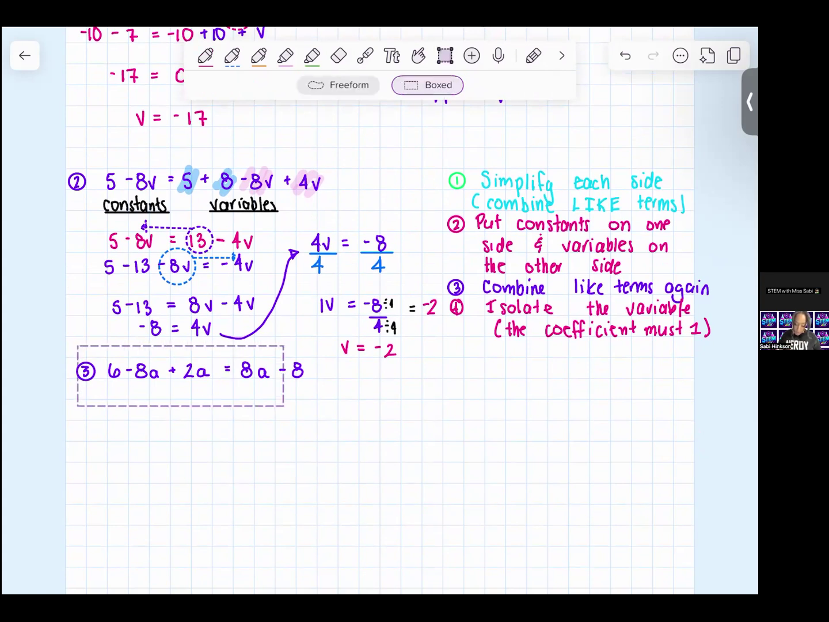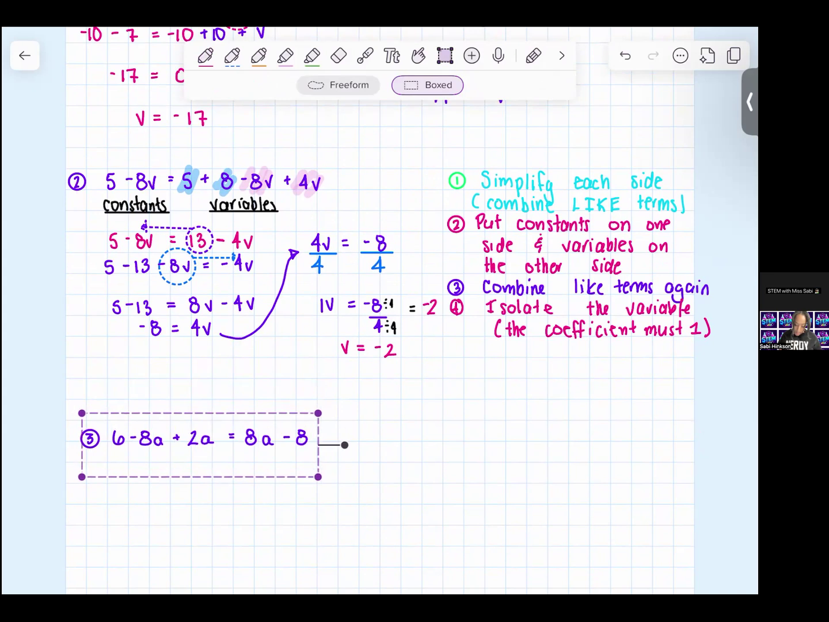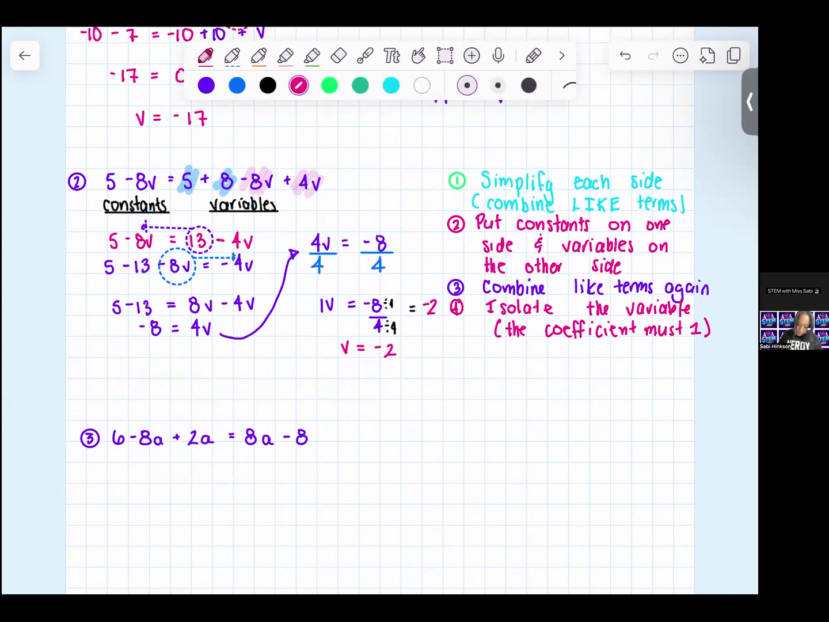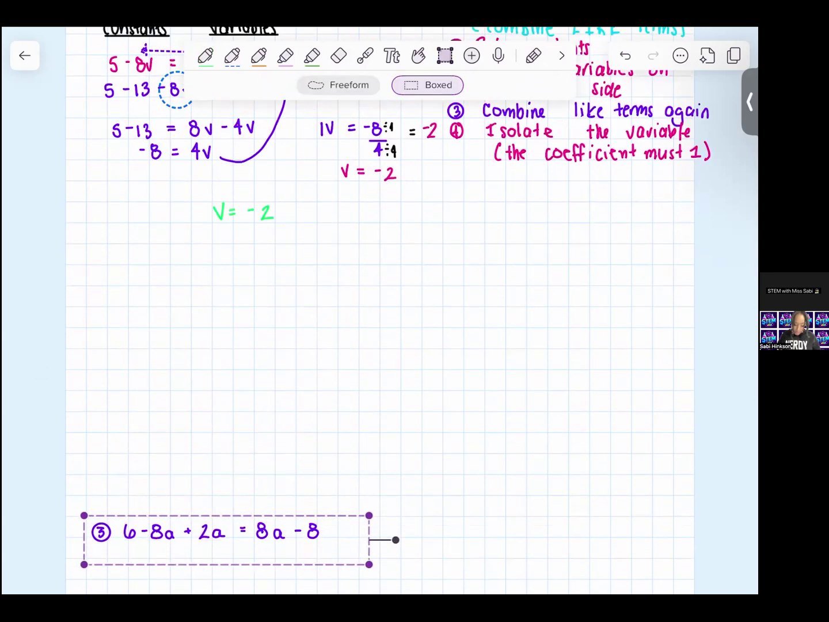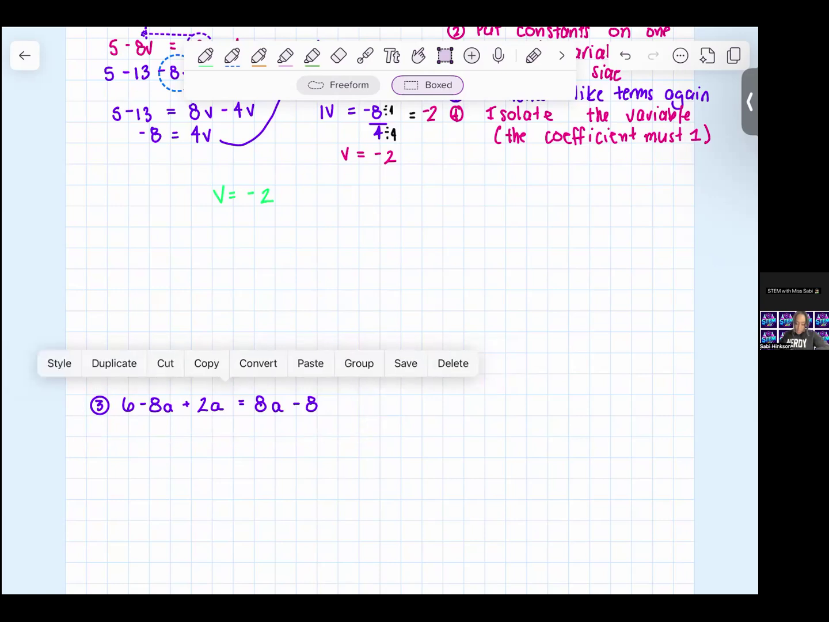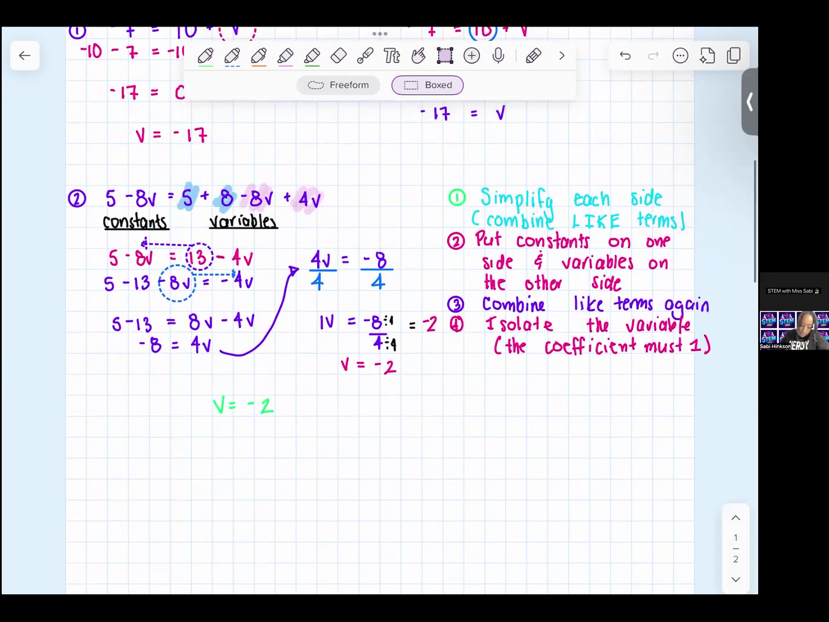Okay, so let me just move this out of your way and let me write this a little bit more clear. So for this one, v is equal to -2. Now, how do we check to see if this is right? I always like my students to learn how to check their answers, because if you have time, you should always check your answers. So let's check our answer.